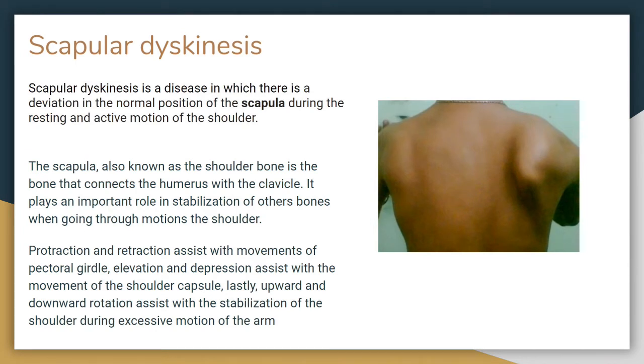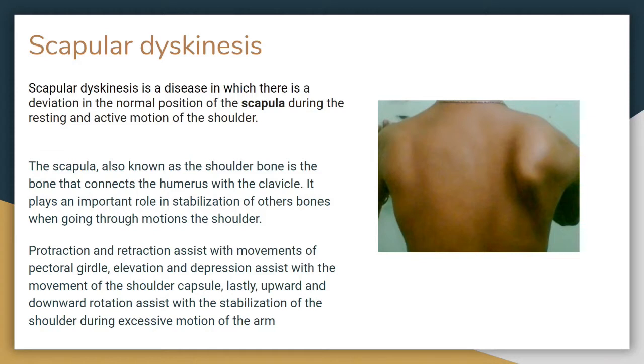Scapular dyskinesis is a disease in which there is a deviation in the normal position of the scapula during the resting and active motion of the shoulder. The scapula, which is also known as the shoulder bone, is the bone that connects the humerus with the clavicle. It plays an important role in stabilization of other bones when going through motions of the shoulder.